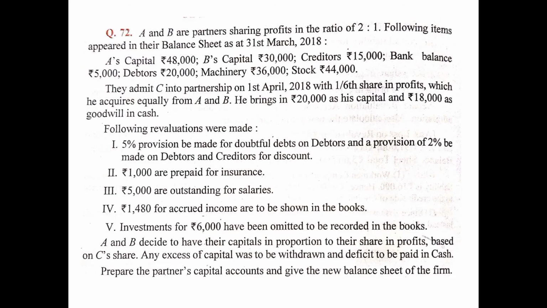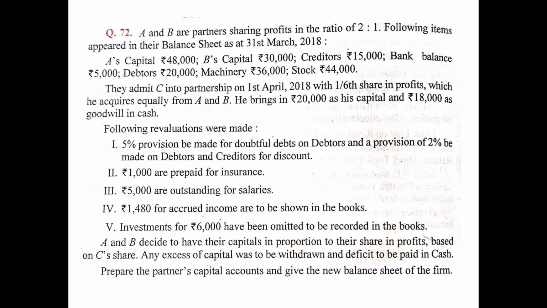Let us discuss a practical question to make it more clear. The question is question number 72, that is A and B are partners sharing profits in the ratio of 2:1. Following items appeared in their balance sheet as at 31st March 2018. So as you can see, on the date of admission or rather before admission, the balance sheet items are given to you, it is not given in a proper format.